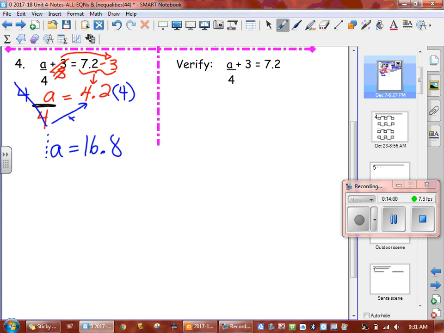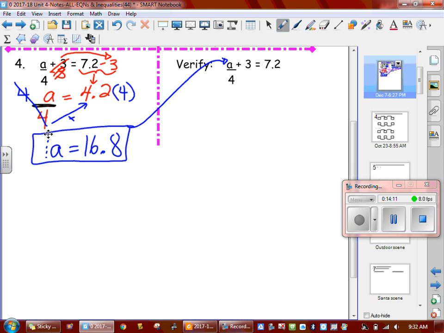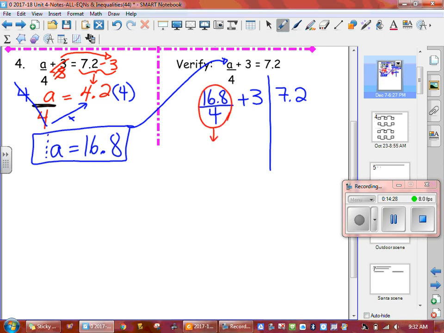Now we're going to put 16.8 in where the A number is up on our verify side. So we're going to check our solution. So we're going to put 16.8 over 4 plus 3 should equal our 7.2. So our next step, we always have to solve the fraction. So we're going to solve our fraction, and that's going to give us 4.2. Plus 3 is going to give us our 7.2. So that means we've got our left side equal to our right side. 7.2 equals 7.2.